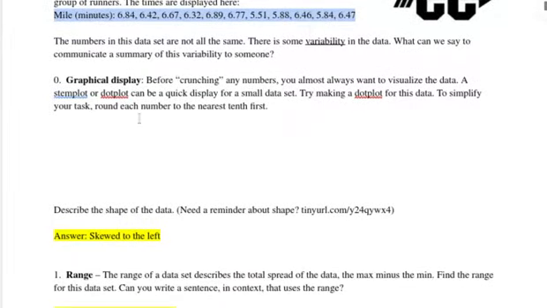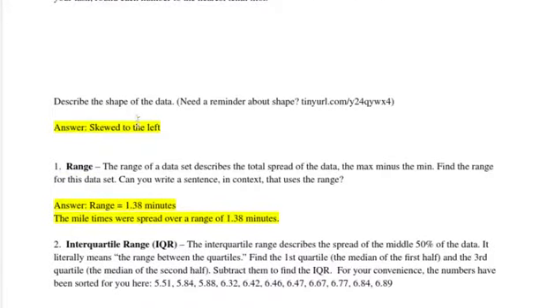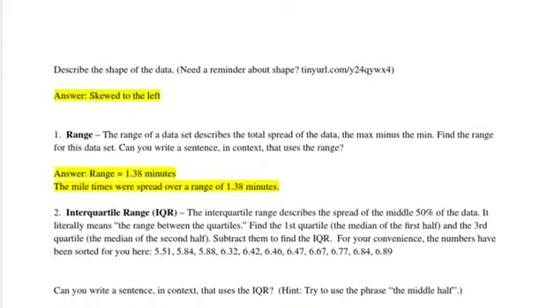So the first thing you should always do is make a graphical display. And so the directions here ask you to make a dot plot or a stem plot. Those would be two kind of quick ones. And by doing that, you'll see that there is a long drawn out left tail, at least compared to the other part of the data. So the shape of the data would be skewed to the left. That way you kind of have a picture of what kind of data you're working with.